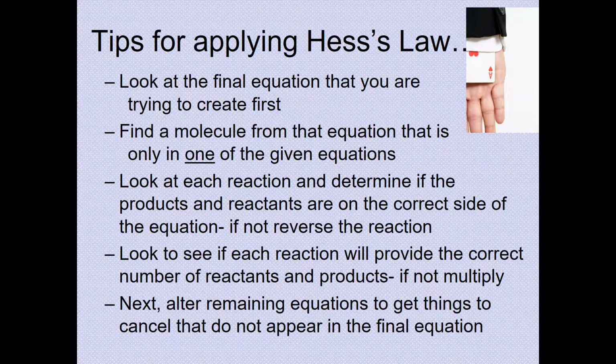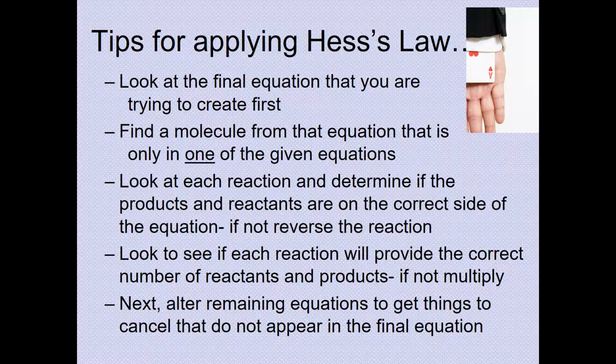So some tips for this. You want to look at the final equation that you were trying to create first. Your Hess's law problems are always going to say, this is our chemical reaction we're trying to create. You want to look at that first. And you're going to find a molecule from that equation that is given in only one of those given equations. So you're going to be given a bunch of other equations to use. You want to find a molecule that is present in only one of them.